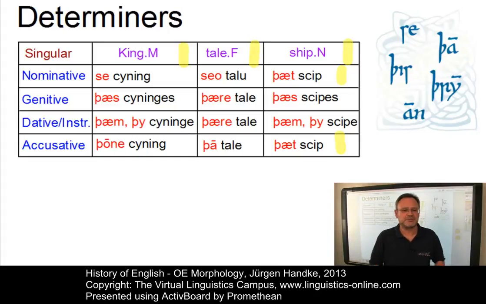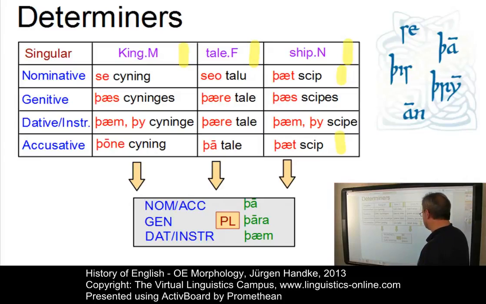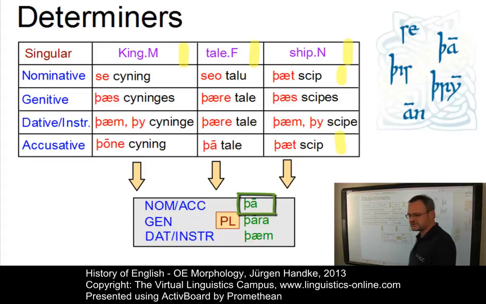But it's quite remarkable that none of the Old English forms is the direct ancestor of the present-day English definite article the. In the plural, by the way, this merger of nominative and accusative case could also be seen. Here we have the identical determiner tha in both cases.